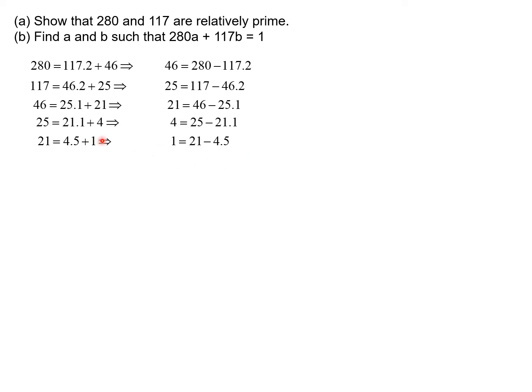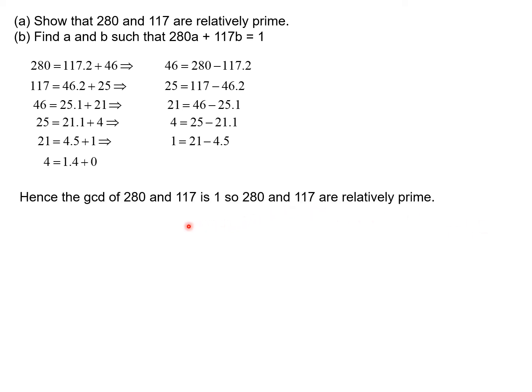So now we have got 1. We have proven that the greatest common divisor of 280 and 117 is 1. Therefore, these two numbers are relatively prime. This is the conclusion for part A.